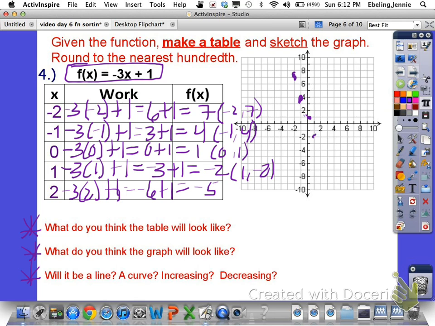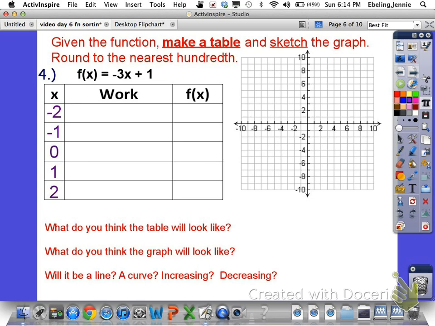Not holding the stylus, right? And then I have 2, -5. 2, -5. Now it looks like these points all fall in a straight line, so what I'd like to do is get my straight edge, but I don't have one, and then draw in this line. So did you predict that it was going to look like a line? Did you predict that it was going to be decreasing? Let's take a look at another one.